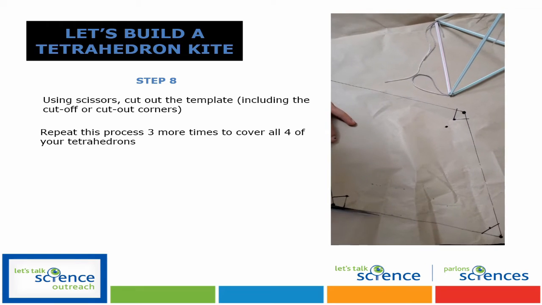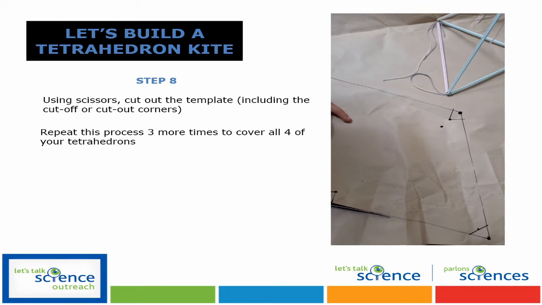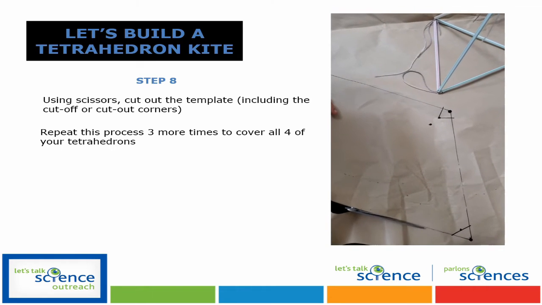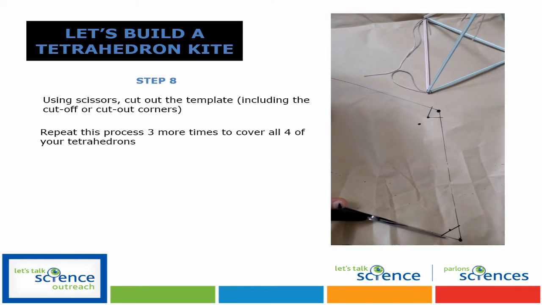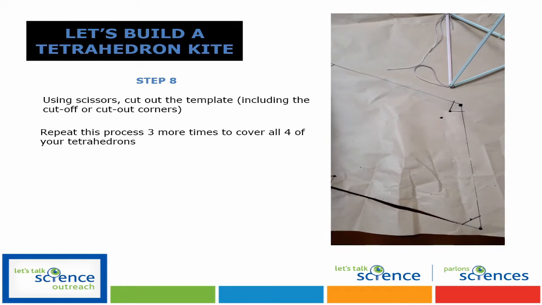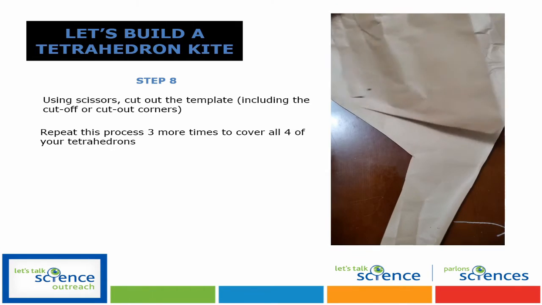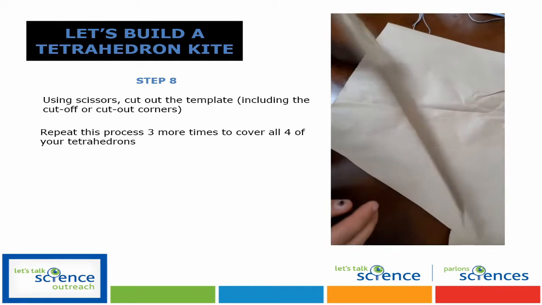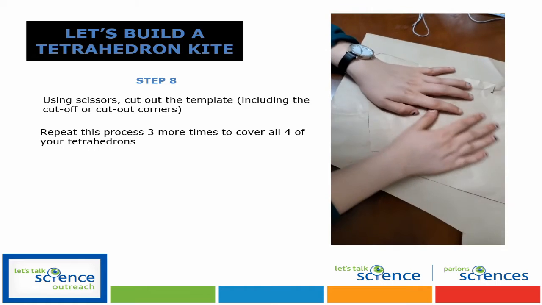Now that we have our template drawn, it's time to cut it out. Using scissors, cut the template out, including the cut off or cut out corners. This is what your piece should look like once it's been cut.